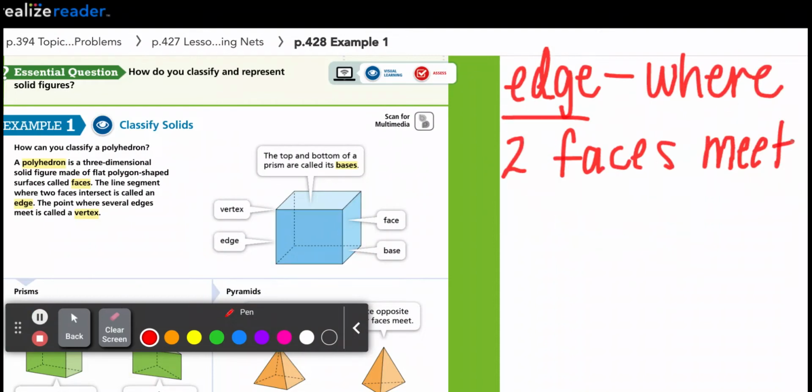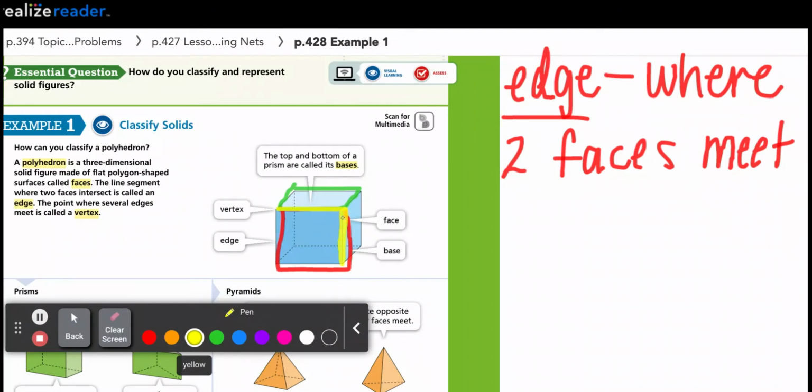Next, we have an edge. An edge is where two faces meet. So again, if we look at this cube, I have a square face here, and I have a square face on top. So an edge would be where any two faces meet.